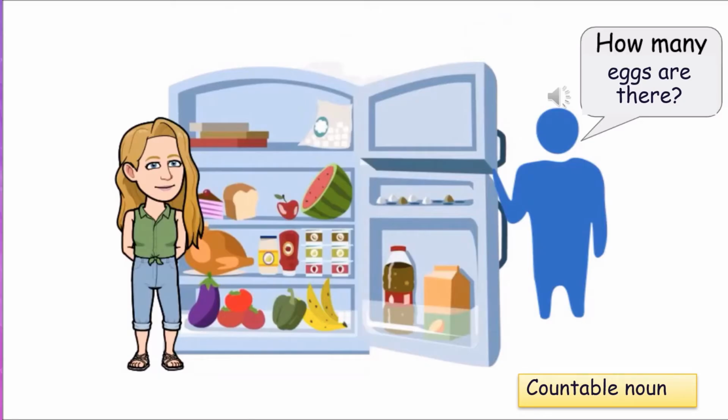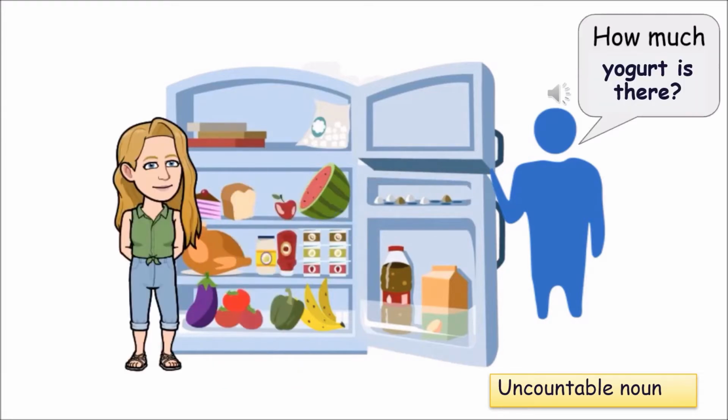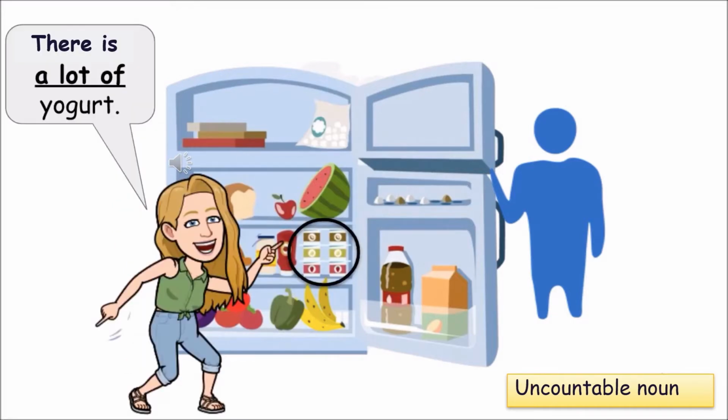For example, how many eggs are there? There are a lot of eggs. Uncountable noun. How much yogurt is there? There is a lot of yogurt.